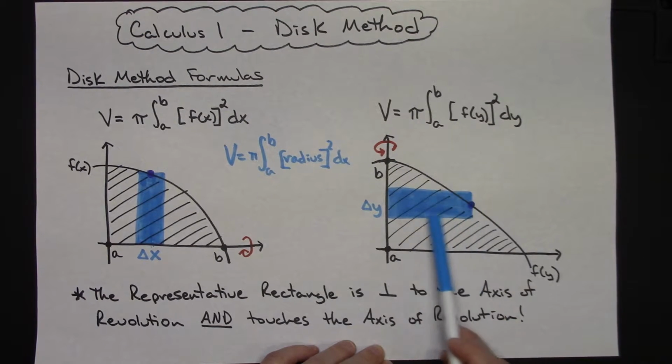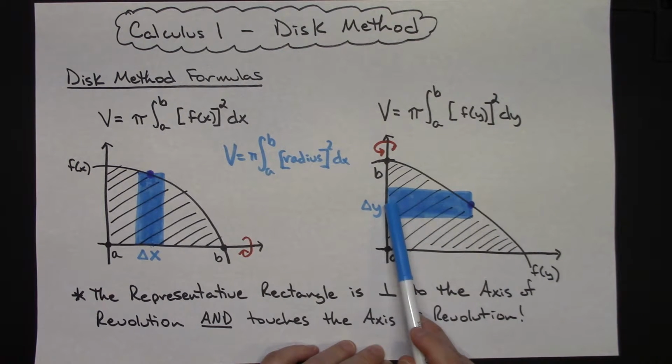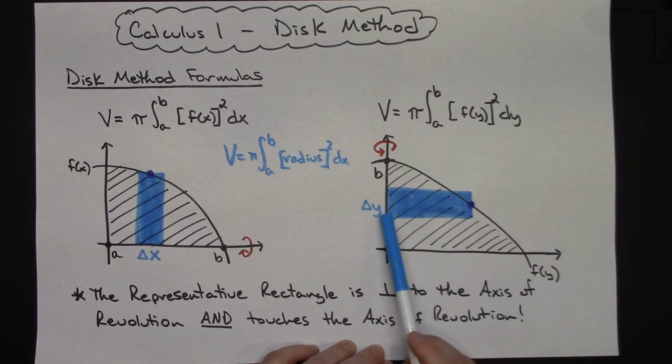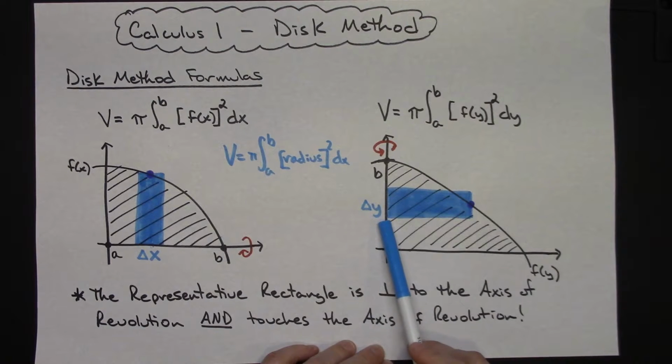My representative rectangle would be drawn horizontally, and I need the distance from the y-axis out to the curve. That would be the radius, or f of y, and then the formula says we square that. The width of that representative rectangle would be delta y.